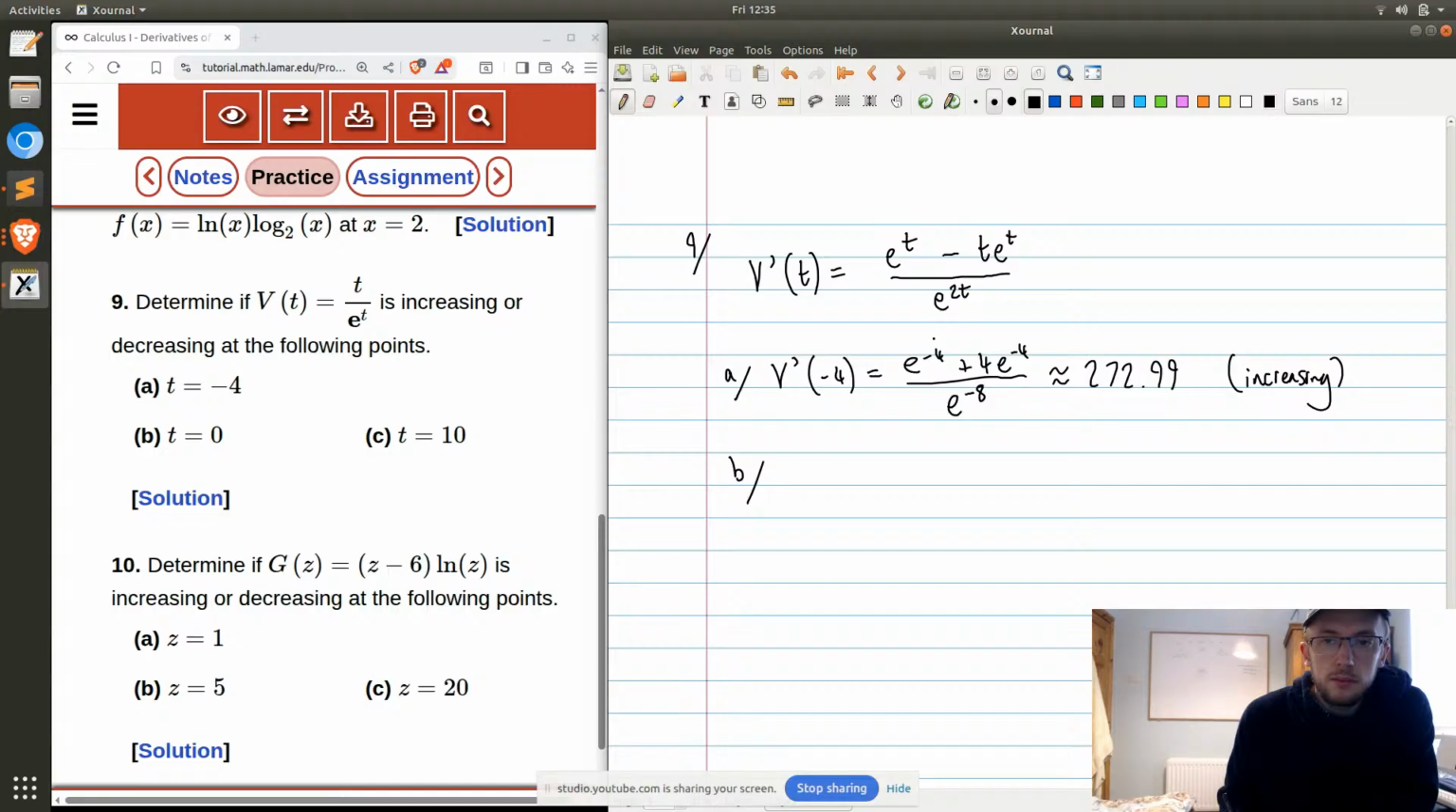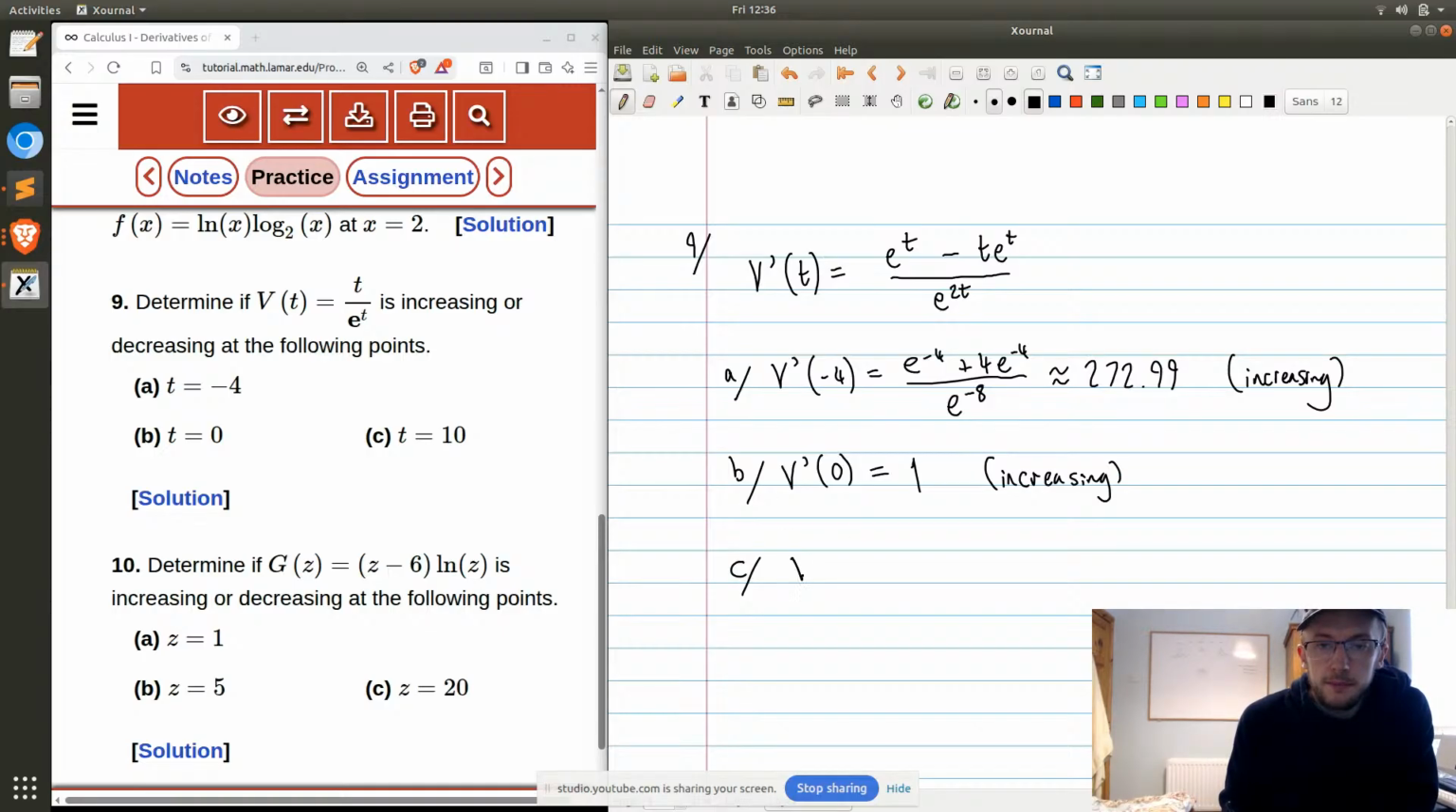Part B, you stick in 0, and that we can actually compute. We'll just say what we're doing first. So e to the 0 is 1. So 1 minus 0, so 1 on the top over 1 on the bottom. So 1. So it's increasing as well. Or so I believe.